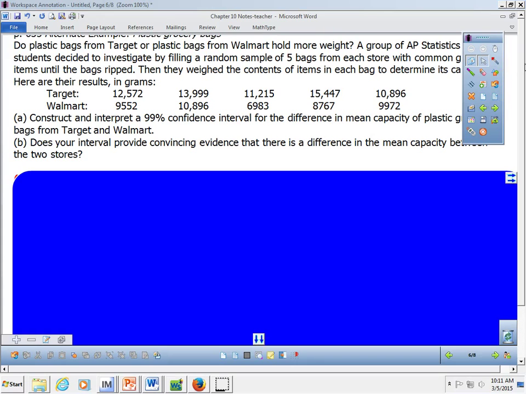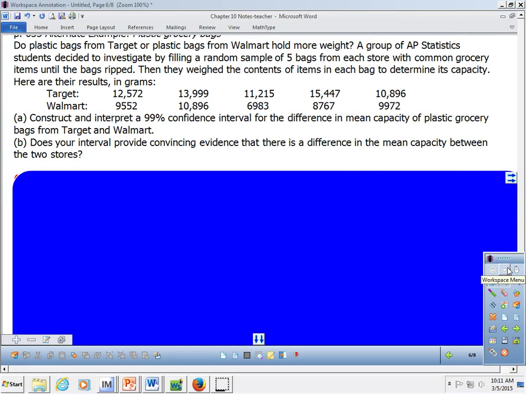Next is an example in your notes. Do plastic bags from Target or plastic bags from Walmart hold more weight? A group of AP Stat students decided to investigate by filling a random sample of 5 bags from each store with common grocery items until the bags ripped. Then they weighed the contents of items in each bag to determine its capacity. Here are their results in grams. So for the 5 bags from Target, the first bag took this much before it ripped, and the second bag this much, so on and so forth. And from Walmart, you can see the results of the weight in grams that was required before the bag ripped.